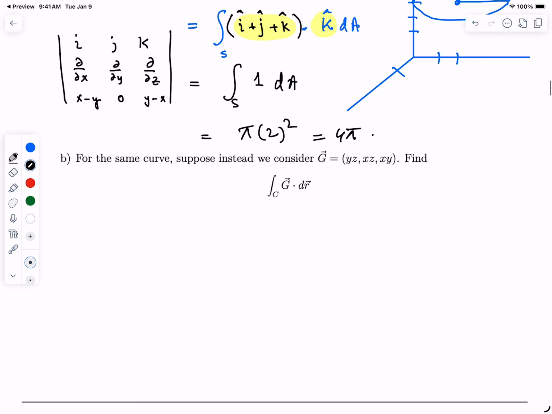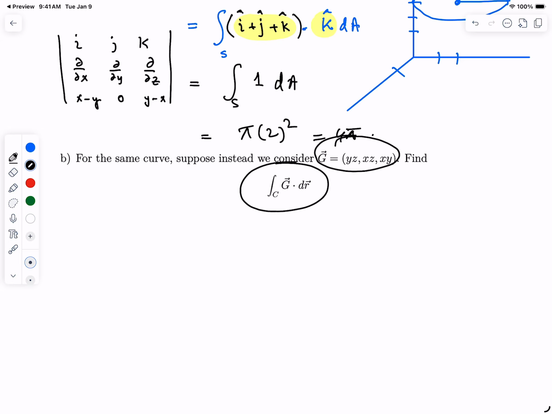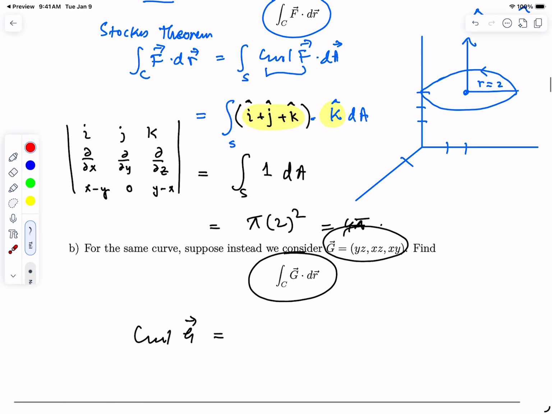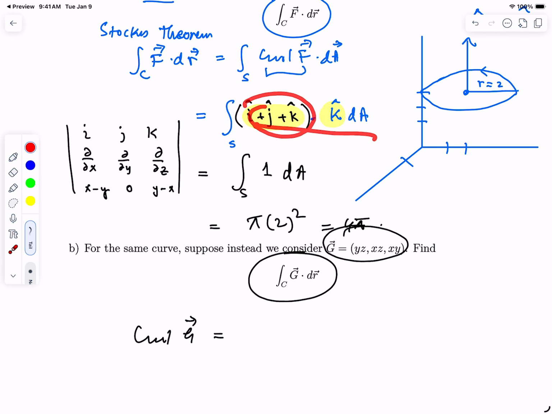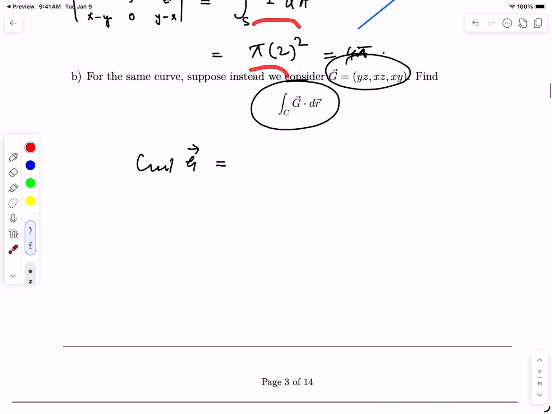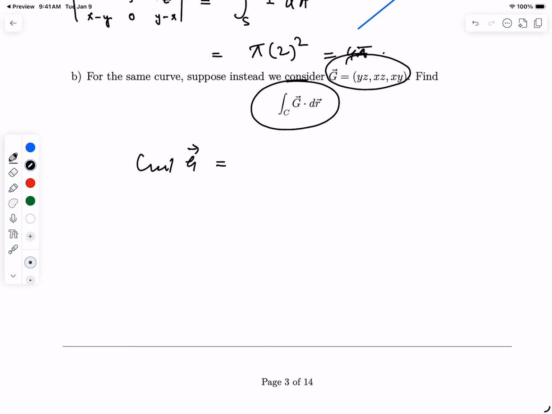For the same curve, suppose instead we consider this vector field G. The geometry is the same, the circle is the same, the counterclockwise orientation is the same, we are just given a different vector field. So what is different here? The different thing is you need to compute the curl of vector field G. So let me write it, curl of G, and whatever you get, you just use it here. Instead of curl of F, we will have curl of G. You take the dot product and finally you will get something. I'm only writing what the curl should be. So the curl of this vector field is 0.